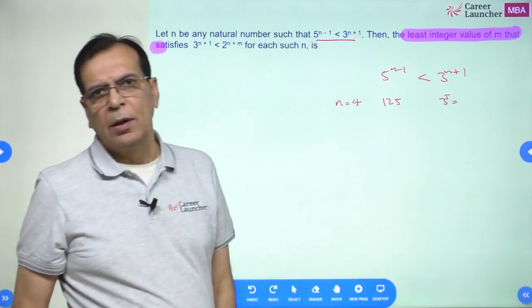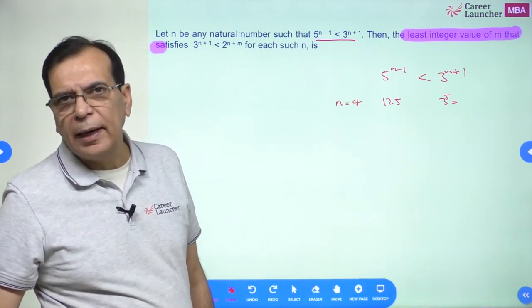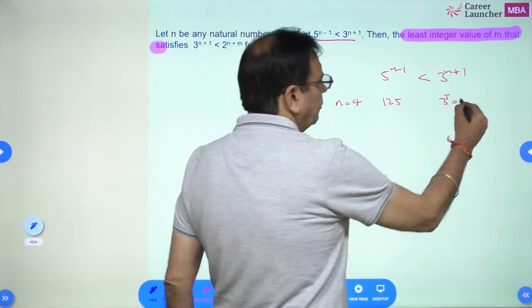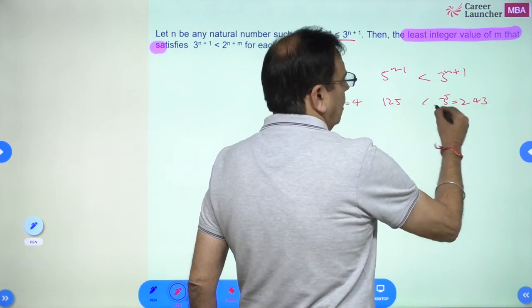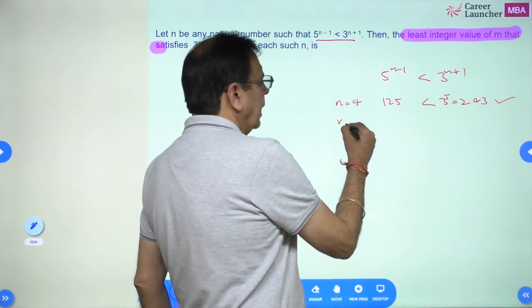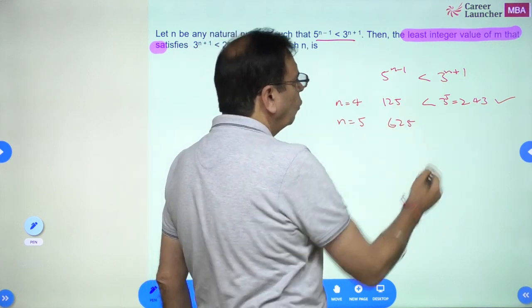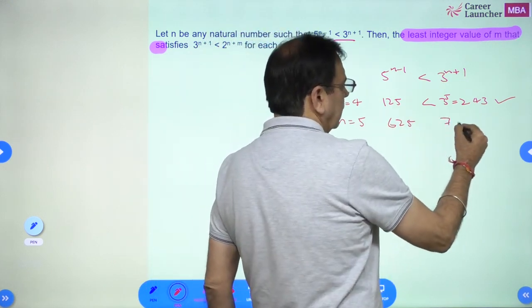3 to power 5: 3 cube is 27. Okay. And 3 to power 4 is 81. 3 to power 5 is 243. Satisfies. Okay. So that means I can go further also. So if I take n equal to 5, what will it become? 125 into 5 is 625 and 243 into 3 is 729.